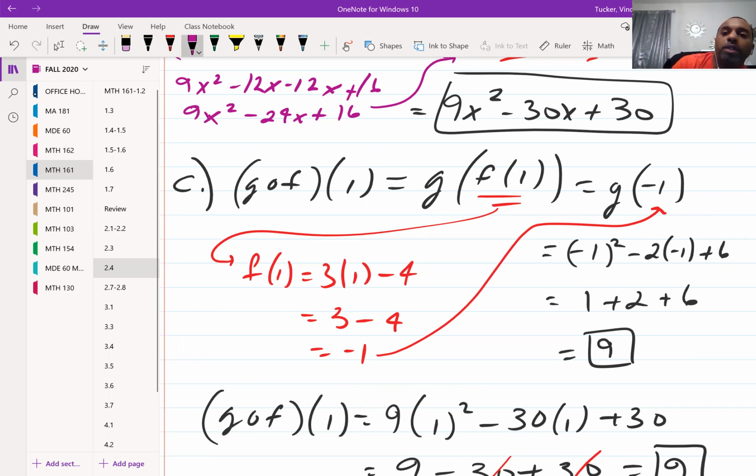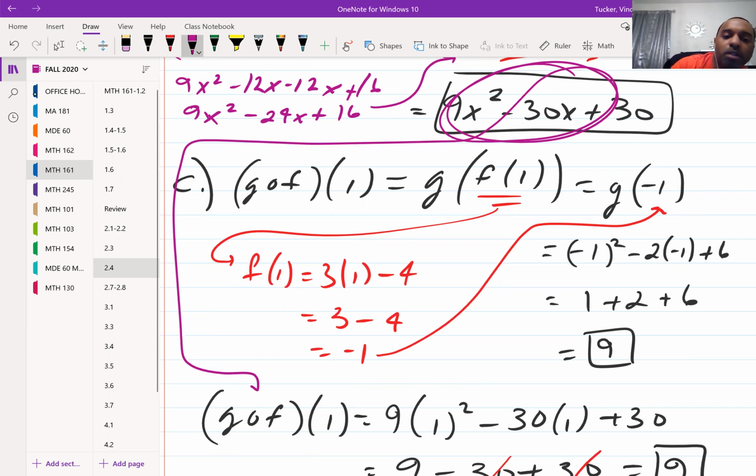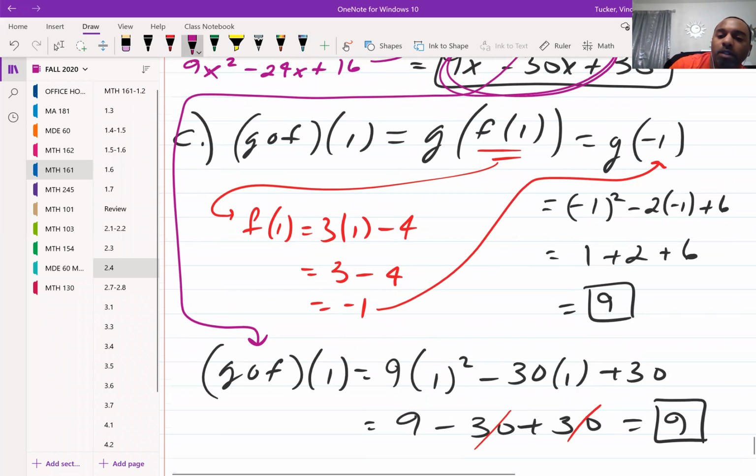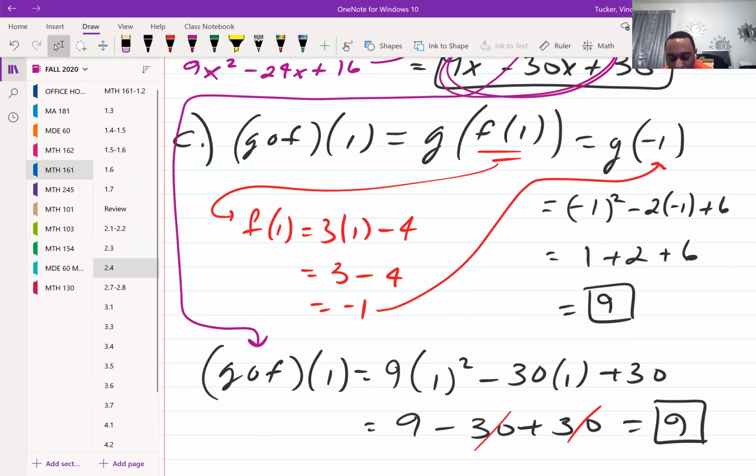Now, the other way of doing it, since we have done this already, we can just plug 1 in to that expression. And that'll be 9 times 1 squared minus 30 times 1 plus 30. So the 9 times 1 squared is just 9, minus 30 plus 30. Those 30s cancel, leaving us with just 9. So notice we still get the same answer.